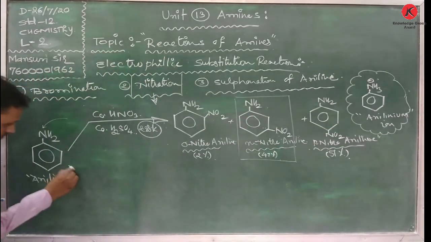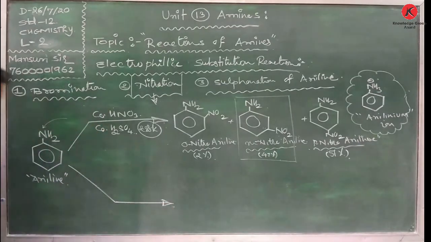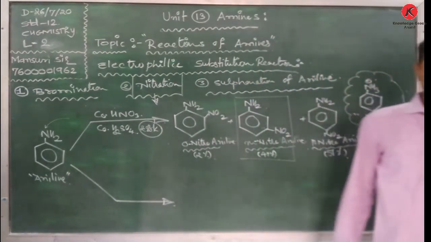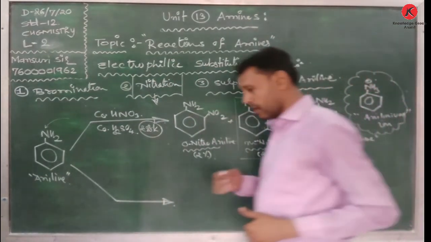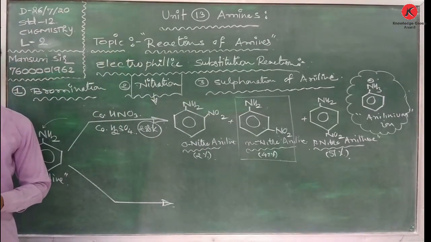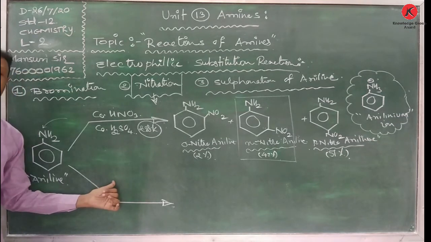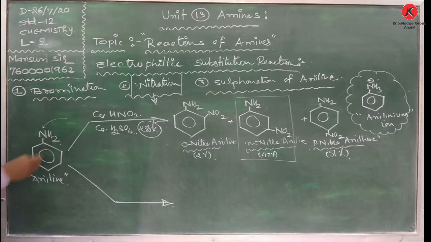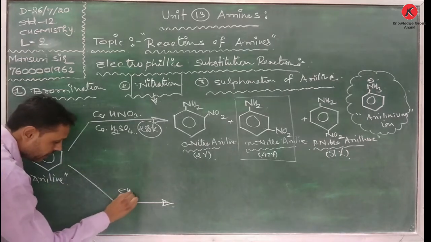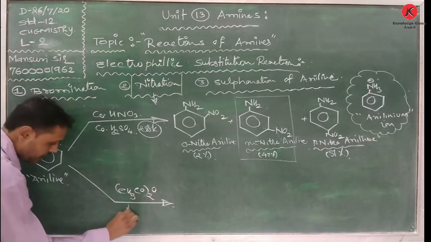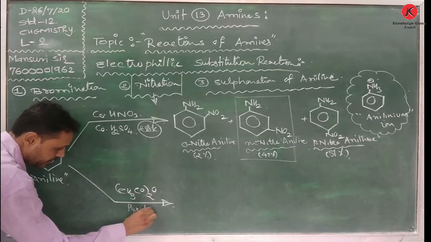Okay, now if we want to take only para-nitroaniline, if we want only the para position nitro, so we can obtain this reaction in three ways, by three steps. First one is acylation. When aniline gets acylated, here acetic anhydride is given in presence of pyridine.